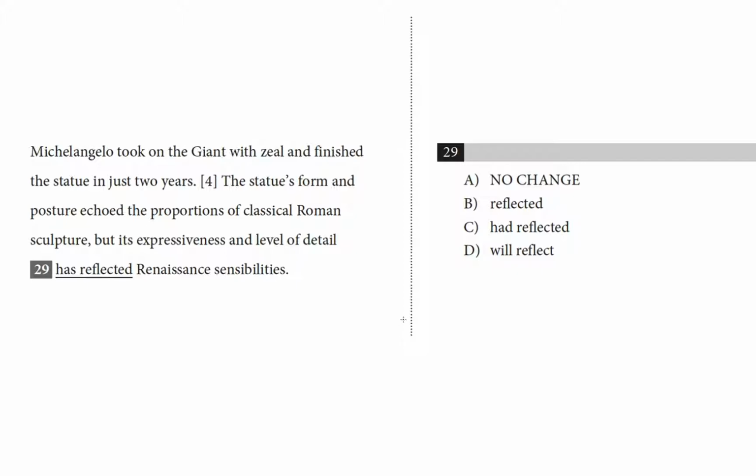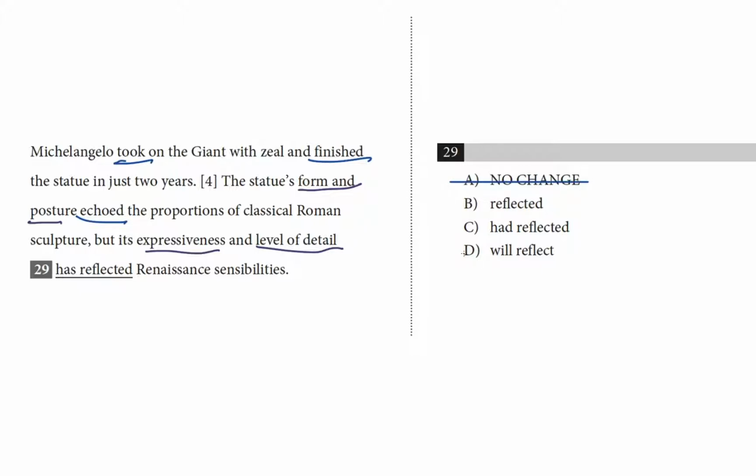So in this paragraph alone, I see took, finished, echoed, right? All the other verbs in these 2 sentences are in the past tense. And in our target sentence, I don't see anything that would require a shift from one tense to another. The author is describing first the form and posture of the sculpture, and then the expressiveness and level of detail. Because the other verbs are all in the past tense, I feel confident that this sentence takes place in the past. And that's enough to take out choices A and D.